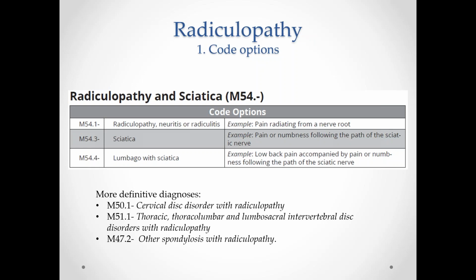I just got 3 groups of codes, M541, 3, and 4. And I tried to differentiate between radiculopathy and sciatica, because I'll be honest with you, when ICD-10 came out and I was trying to understand these codes, I frankly didn't feel like there was a difference between sciatica and radiculopathy. I thought they were synonyms. But as I researched it, I determined that the most clear distinction is that sciatica follows the path of the sciatic nerve, whereas radiculopathy follows the path of a nerve root, which may be different.